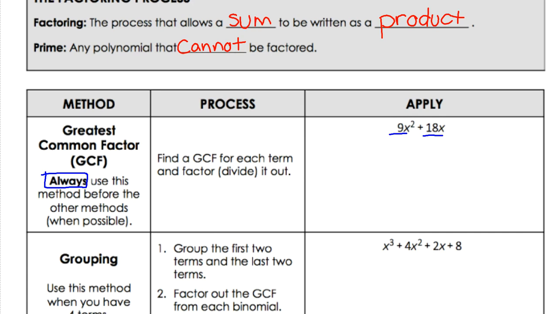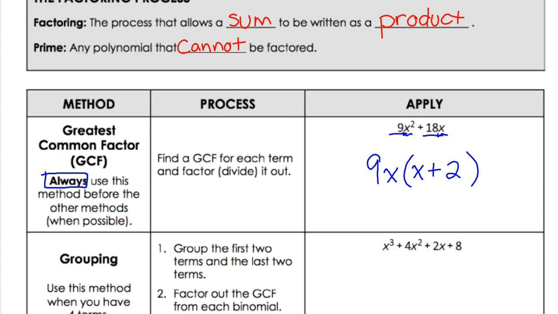So we're looking for the greatest common factor of 9 and 18. That would be a 9. And we are looking for the greatest common factor of x squared and x. That would be just a single x. They both have that common factor. So when we take that out, we're basically dividing each term by that. So that would leave me with an x in the first term and a 2 in the second term.